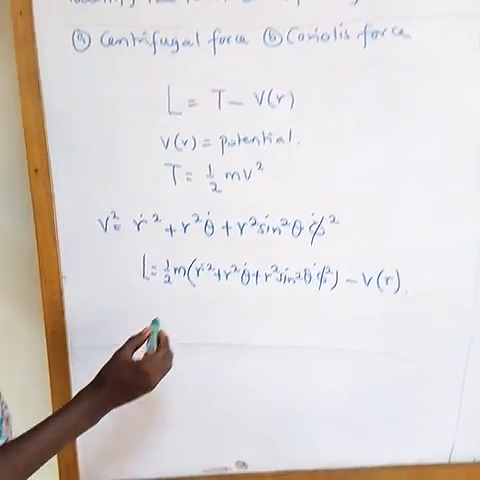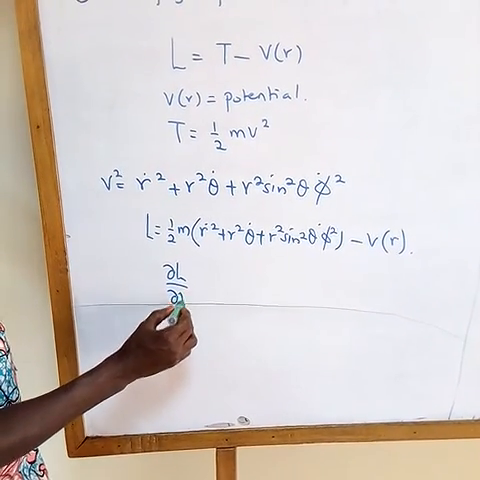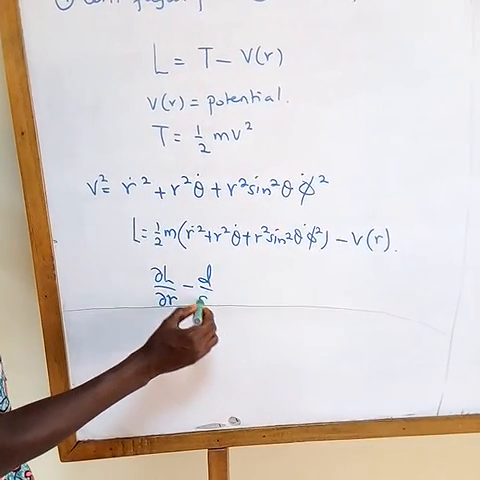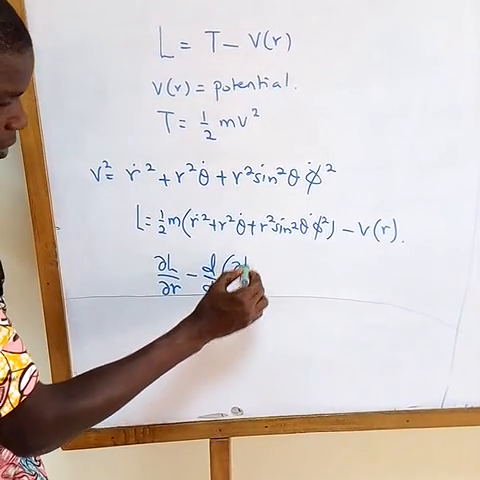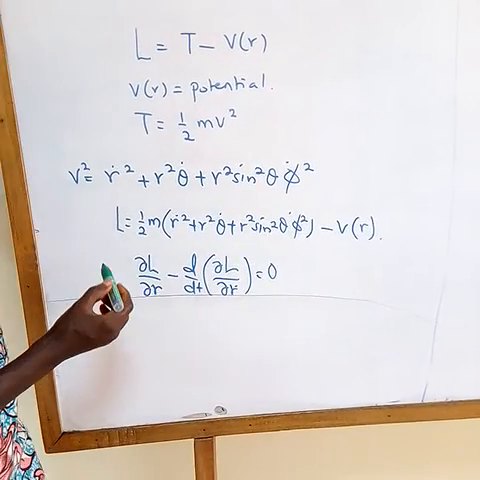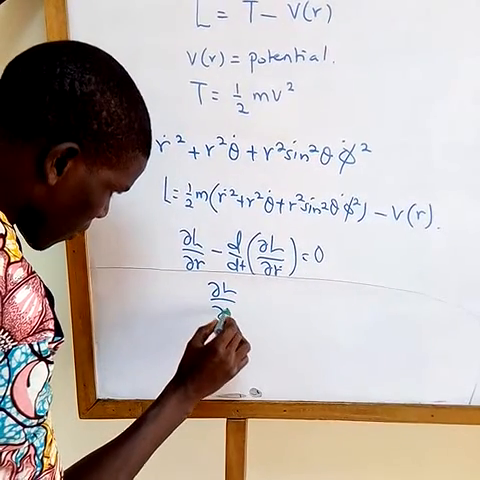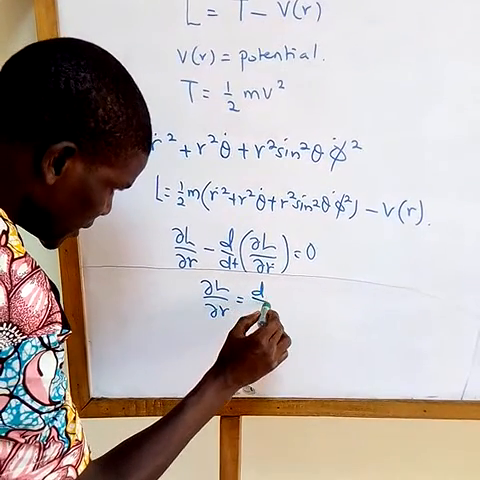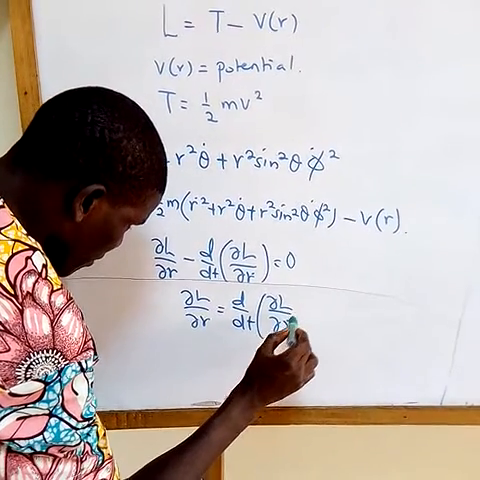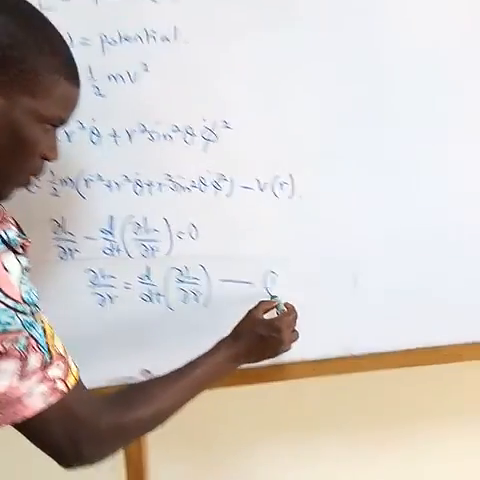So what we are going to use is partial of L by partial of r, since I have actually represented everything by r, minus d dt into bracket partial of L by partial of r dot is equal to 0, which means that our partial of L by partial of r is equal to d dt into bracket partial of L by partial of r dot. So let's label this as our equation 1.